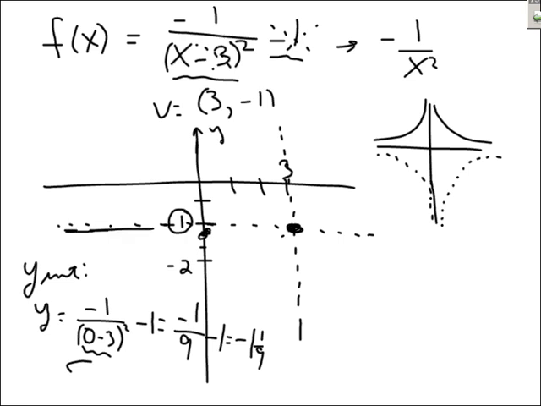So there it is. Okay, it's just the 1 over x graph upside down. The negative in front just says, draw it upside down.